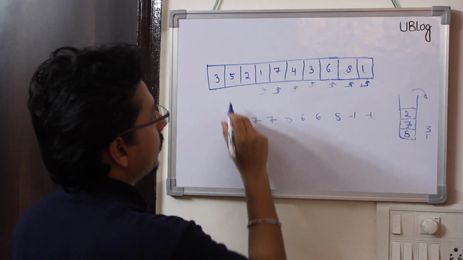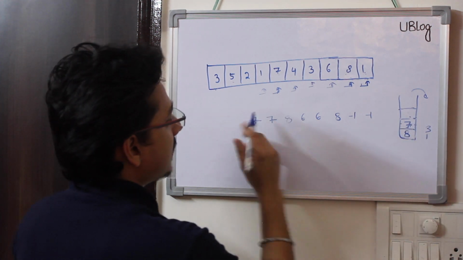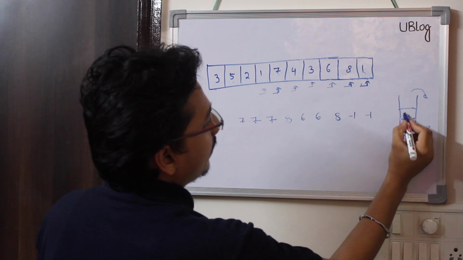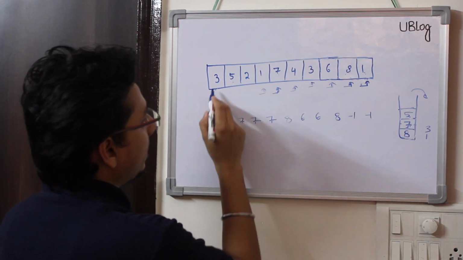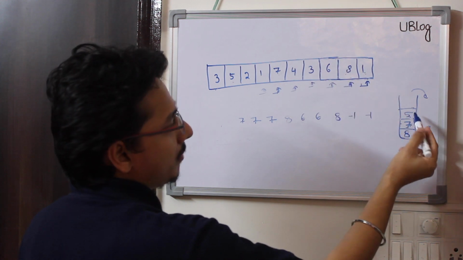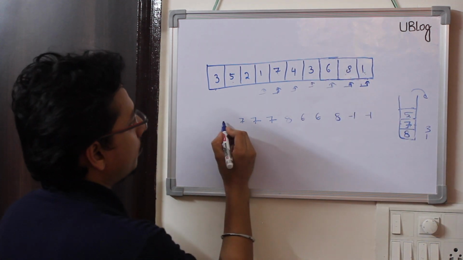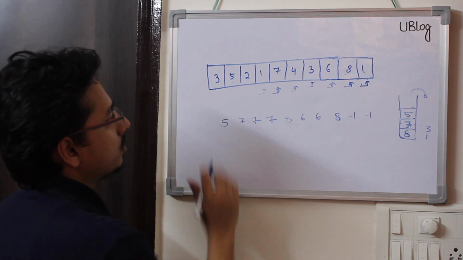Next I move to 5. So for 5, I need to pop all the smaller elements. I'll pop 2. I'll print 7. And I insert 5. Next I move to 3. So for 3, I pop all the smaller elements. Since there are no smaller elements, I just print the top. So my top is 5. And this is the end.